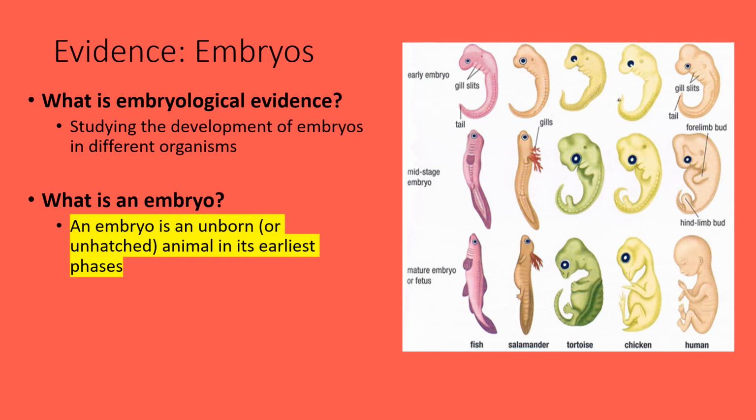But if we look at the fish and the human, the only stage where they look pretty similar is the top stage, so the early embryo. In the middle, they don't look the same, and then they definitely don't look the same as a mature embryo. So we would say that a fish and a human share a very distant common ancestor.